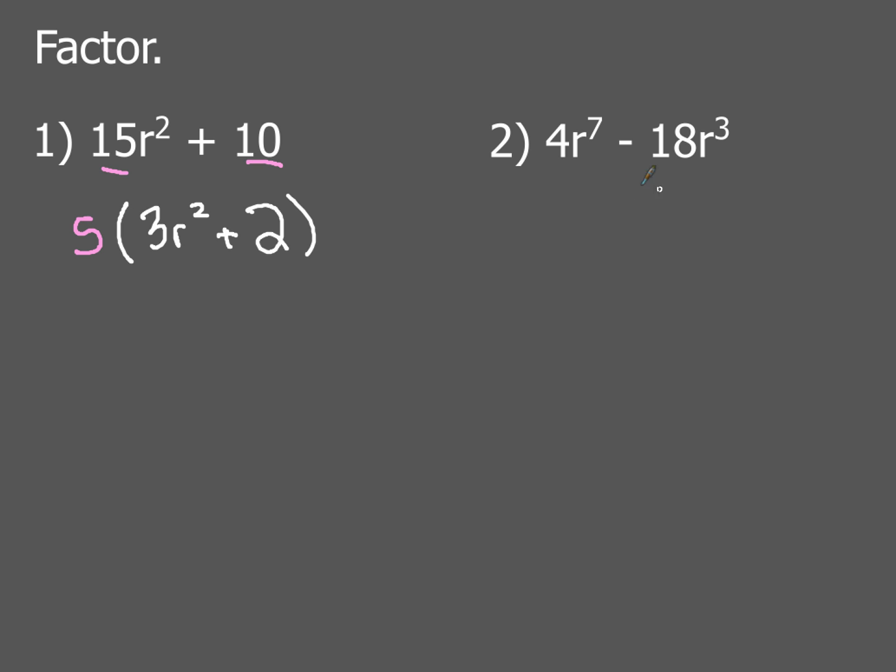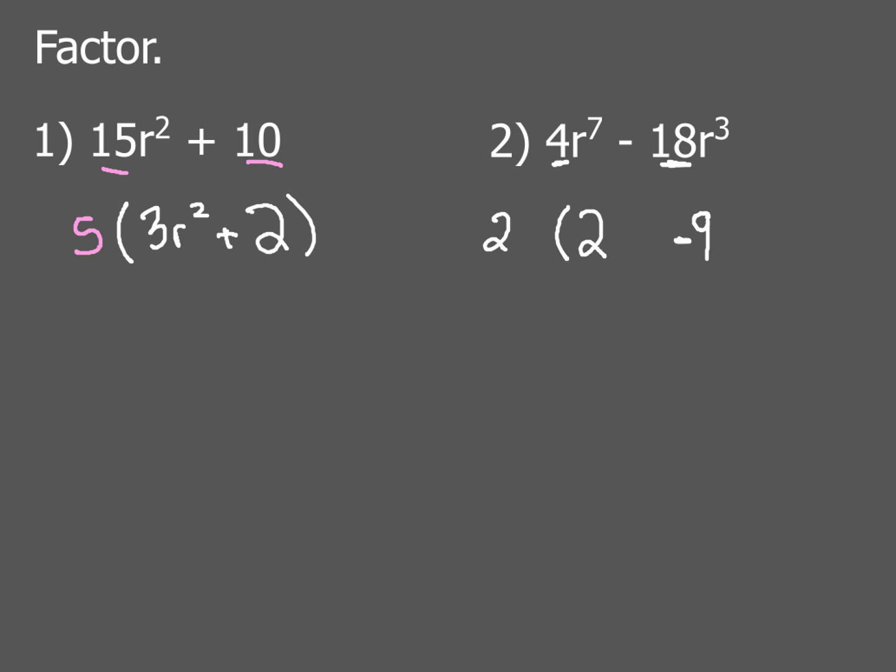Now in example 2, we've got a couple things to take a look at here. First, we're going to take a look at the numbers, the coefficients in front of each one of our terms. We've got a 4 and we've got an 18. Now the only number that goes into both of those is, of course, 2. So if I divide 2 into each one of those terms, let me go ahead and leave a little bit of space there. 2 goes into 4 twice, and 2 goes into 18 9 times. And then don't forget the minus right there.